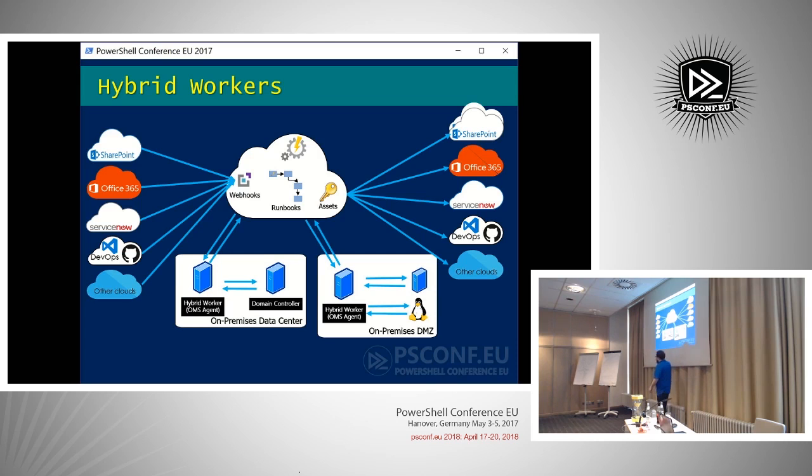The hybrid worker itself runs on the OMS agent, which is also called the Microsoft Monitoring Agent, the same agent that SCOM uses too. So it's not something you need to do a lot of work to get running. You just need to connect the machine to OMS and then run a single PowerShell command to register it as a hybrid worker.